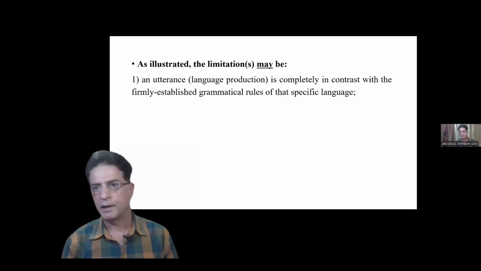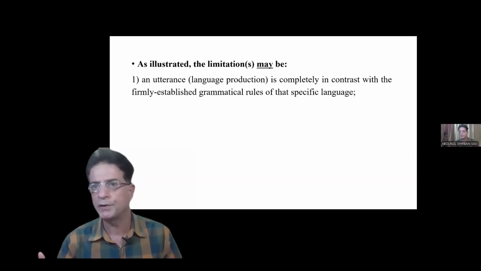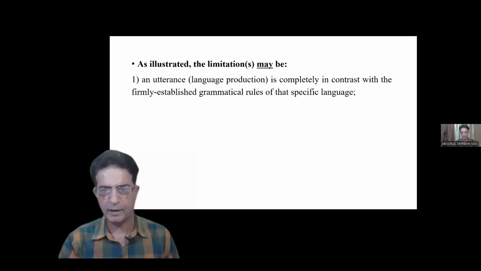Number one is that an utterance or language production is completely in contrast with fully, firmly established grammatical rules. For instance, in English, we have the masculine subject pronoun he, when it is he. We don't have it in Persian. In other languages, maybe you have different things. So gender differences must be taken care of.